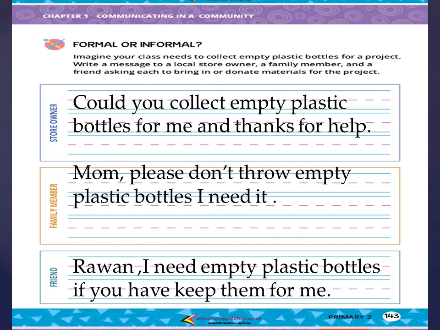طبعا مش هننسى in formal way we must show respect. We must show what? Respect. Bravo. And we must write or speak formally with people we don't know and with the older people. And we can write informally or speak informally with our friends.